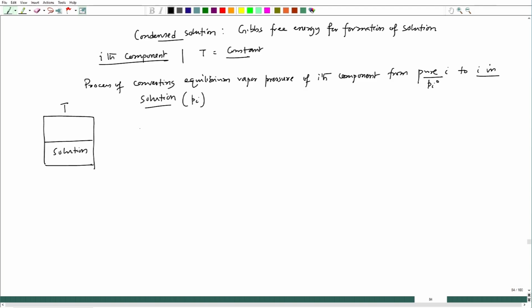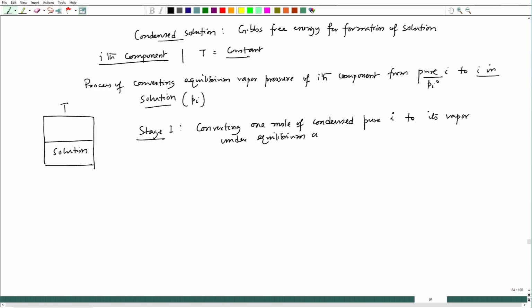Now, stage 1 is converting 1 mole of condensed I, pure I, to its vapor under equilibrium at temperature equal to T. So, what will be my vapor pressure? P I equal to P I naught.